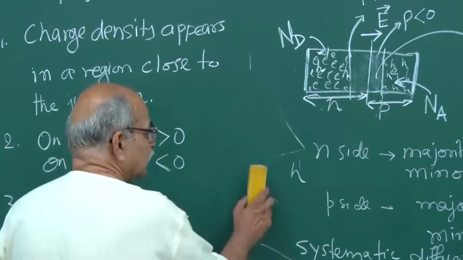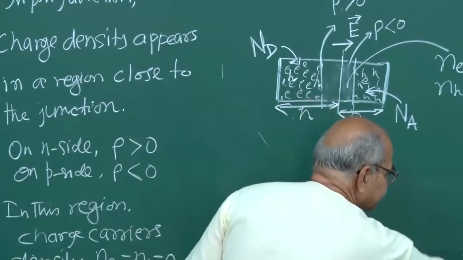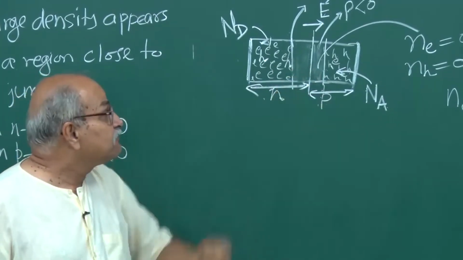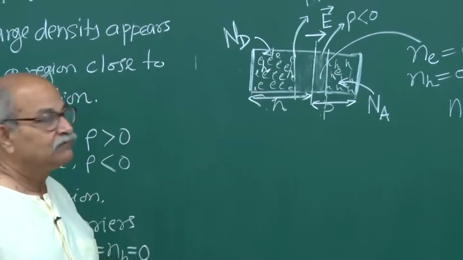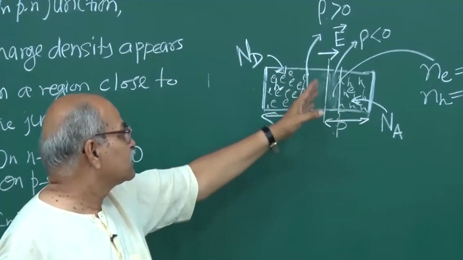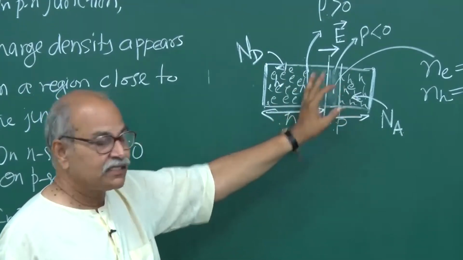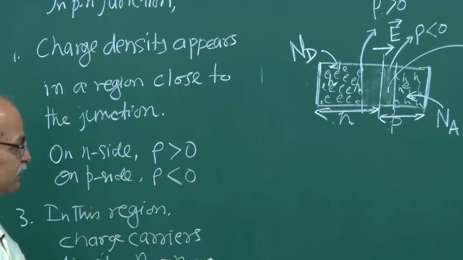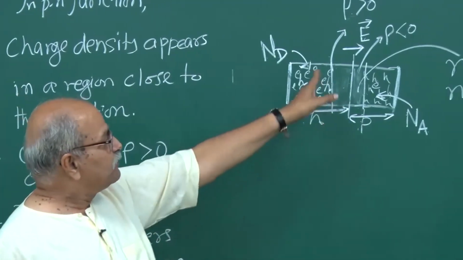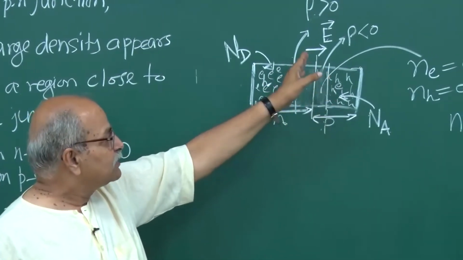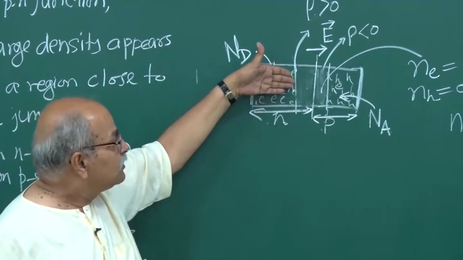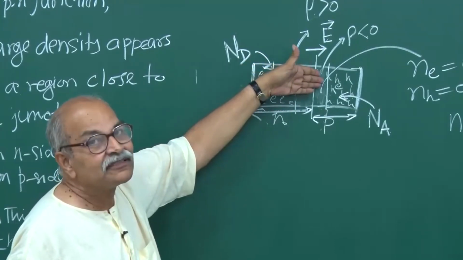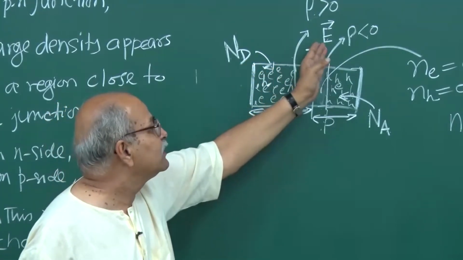Now, in this depletion region, you will have an electric field, because you have charges: positive charges on this side and negative charges on this side. Rho is positive here, rho is negative here. So you will have an electric field, and because of this electric field, the electric potential will decrease as you go from left to right in this picture. You are going along the electric field.